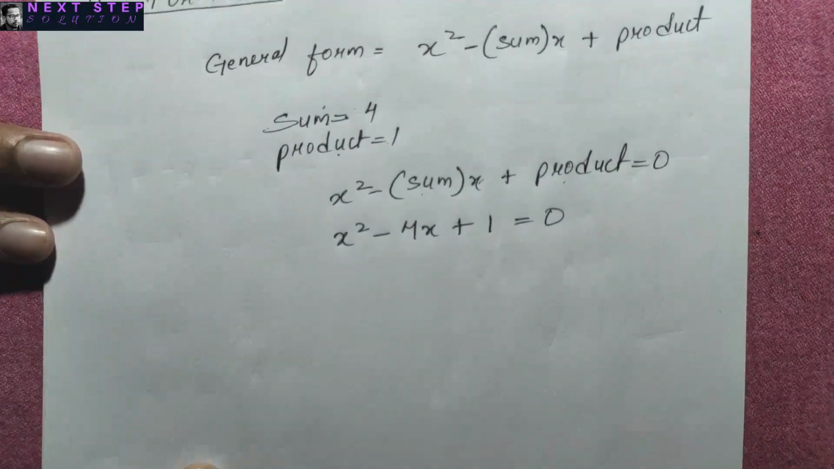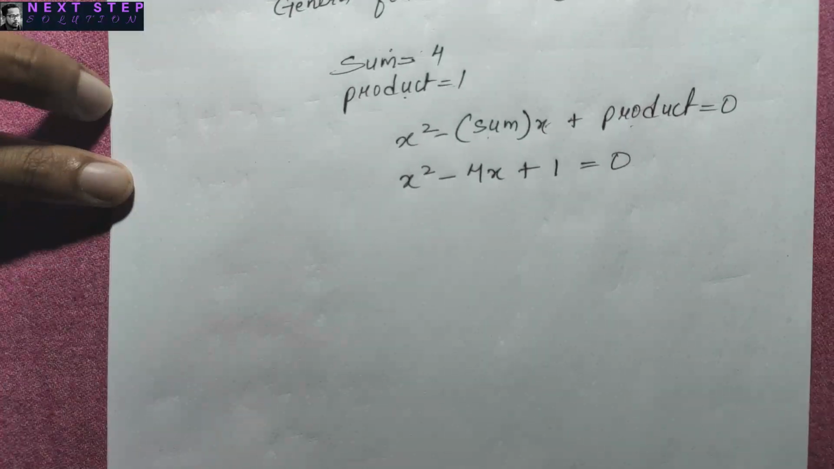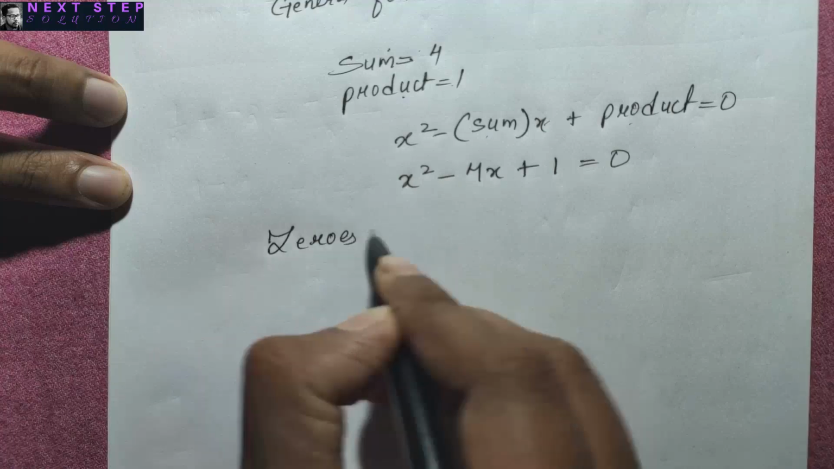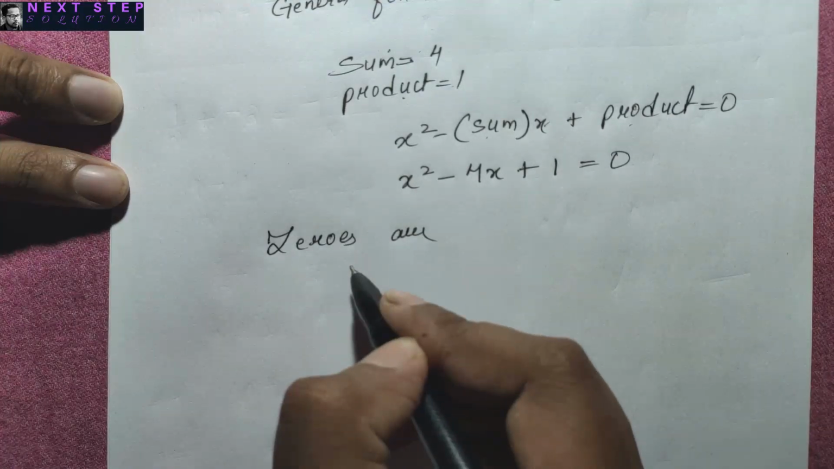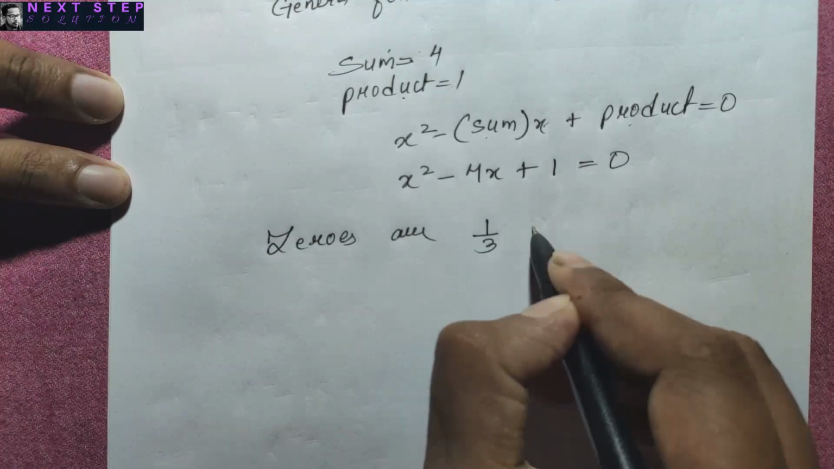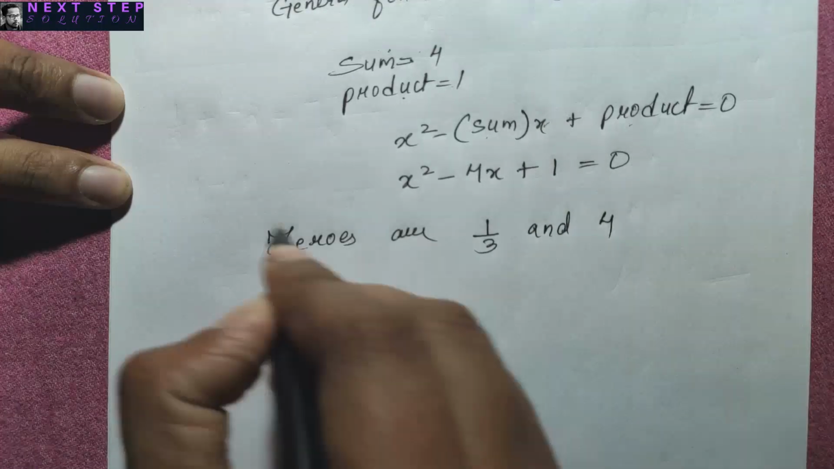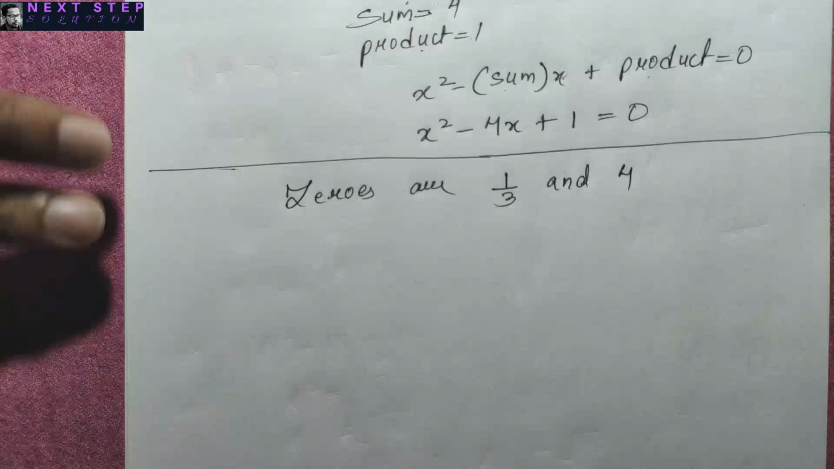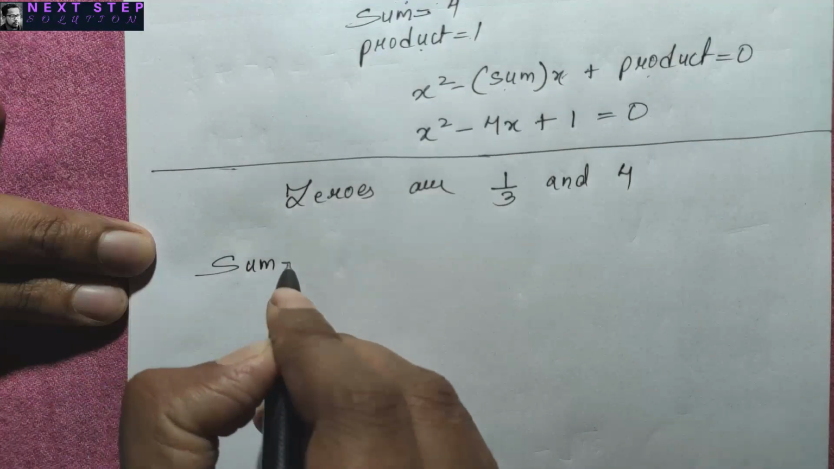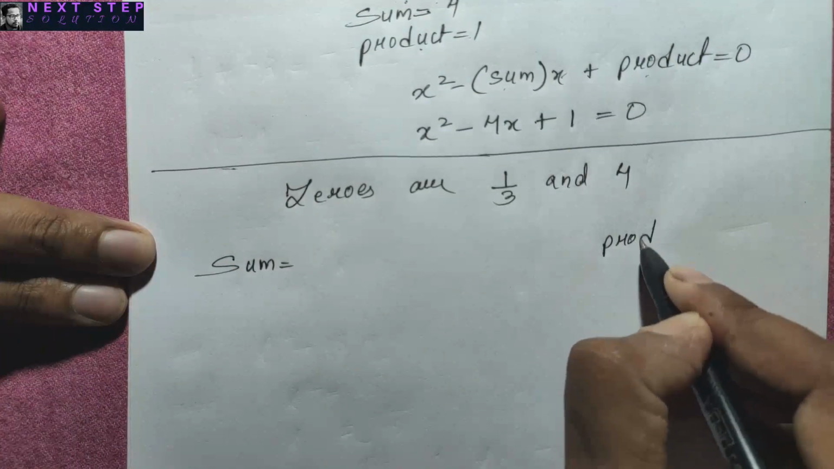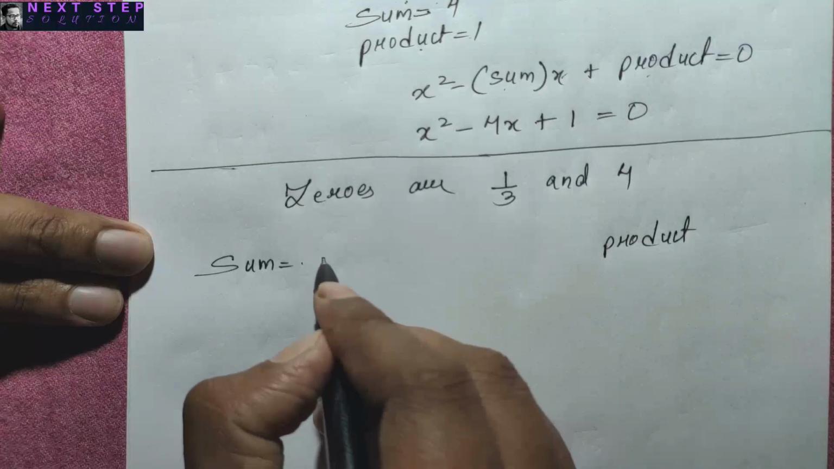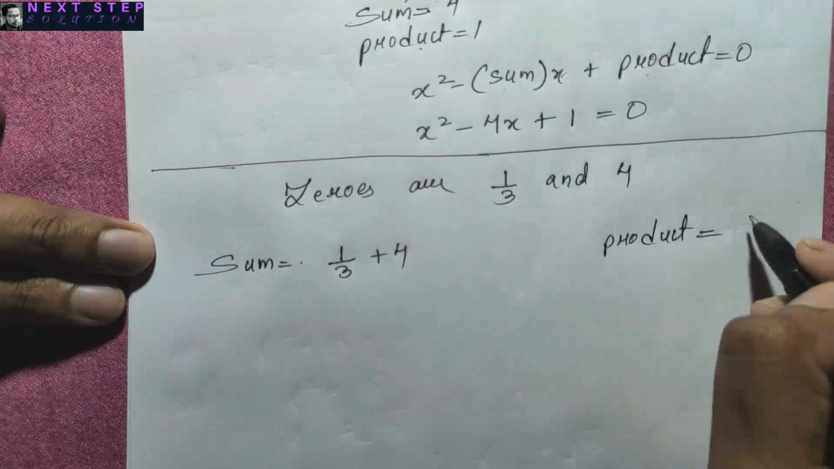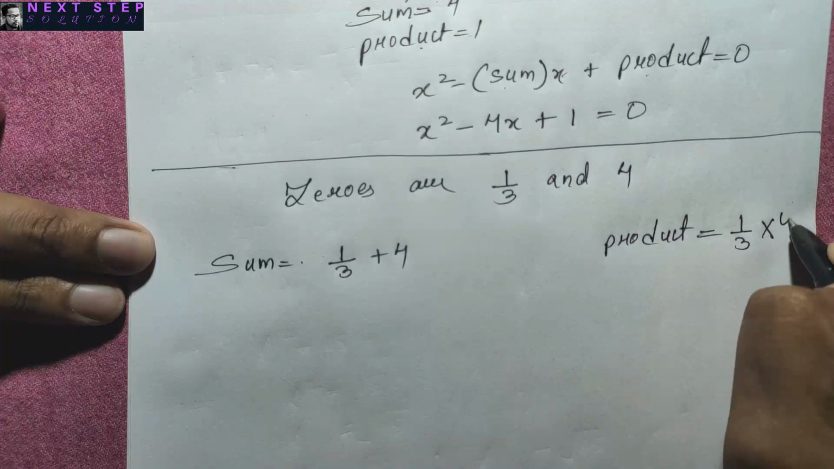Now suppose instead of giving you the sum and the product, they have given you the zeros. Suppose the zeros are given as 1 by 3 and 4. Then how do we form the quadratic equation using these two zeros? First of all, using the zeros, we will find the sum and the product. The sum we can find by adding the zeros: 1 by 3 plus 4. The product we find by multiplying the zeros: 1 by 3 multiplied by 4.